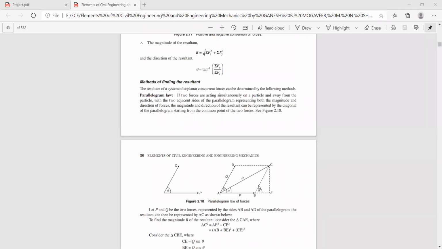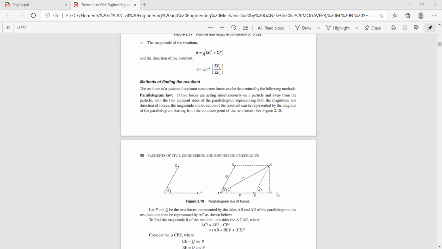So this angle is theta. Now the side BE is nothing but Q sine theta, correct? Since side AD and side BC are equal, this side is obviously Q. So if you want to find the sides CE and BE, we want to find the sides C and B.